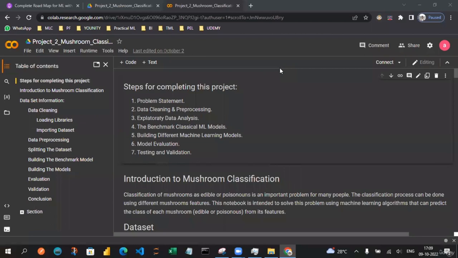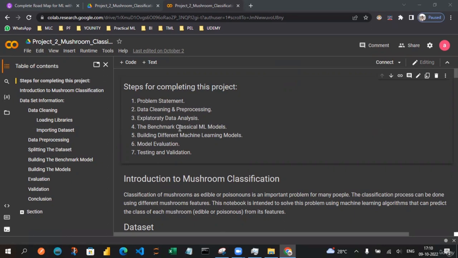So in the second project, we have a classical task which is going to be performed on mushroom classification. So let's try to understand the classification task in this case study. We also need to know the different methods and techniques. So let's get started, and we require these steps to complete this project.